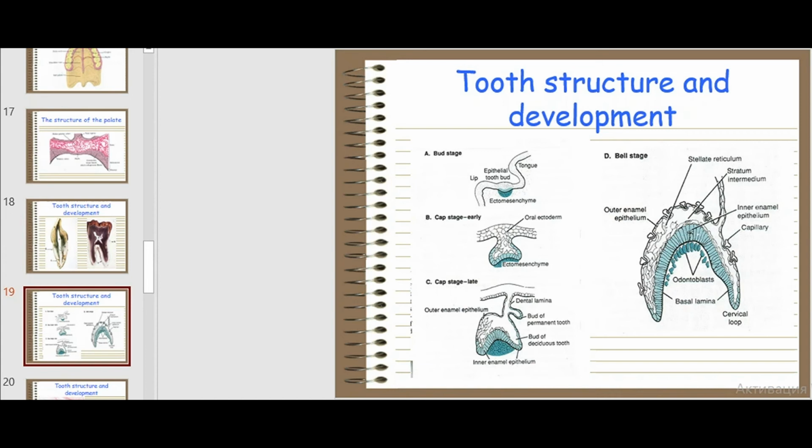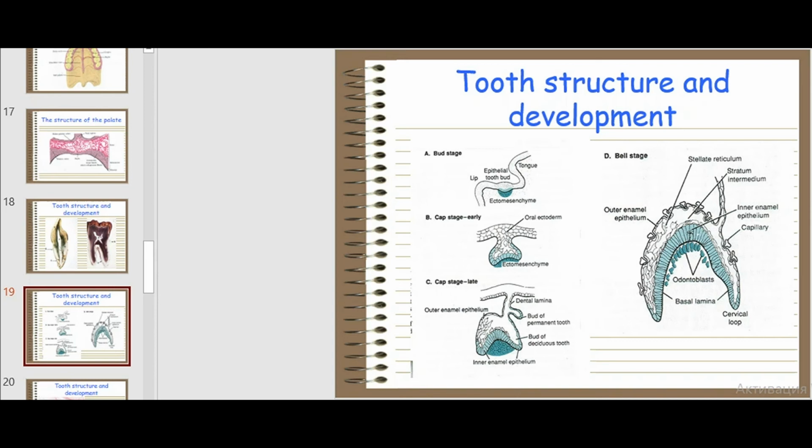The stellate reticulum is a group of cells located in the center of the enamel organ of the developing tooth. These cells are star-shaped and synthesize glycosaminoglycans. The cells between the inner enamel epithelium and the stellate reticulum form a layer known as the stratum intermedium. The cells of the inner enamel epithelium give rise to ameloblasts, which produce enamel.